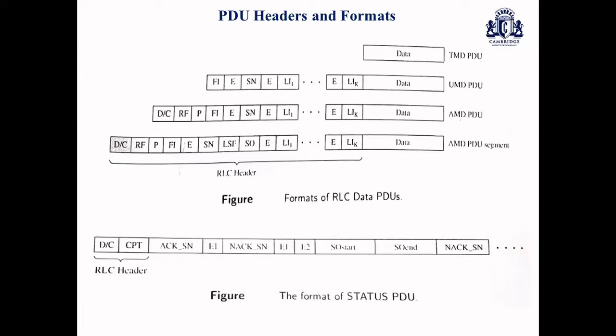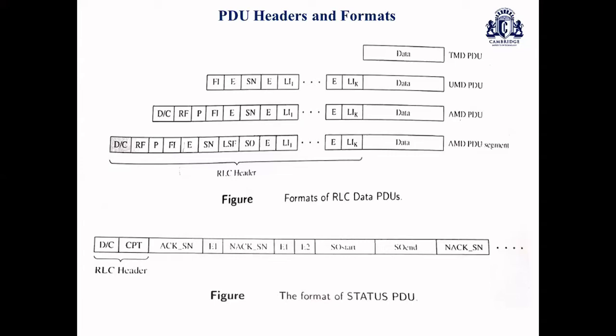For AMD PDU as well as AMD PDU segments, in the final stage of the RLC header we have D/C, the data and control field, which indicates whether the RLC PDU is an RLC data PDU or an RLC control PDU. If it is data, we consider D. If it is C, we have a C representation, which indicates it is an RLC control PDU. And we have one more field, RF, the resegmentation field, which indicates whether the RLC PDU is an AMD PDU or AMD PDU segments.